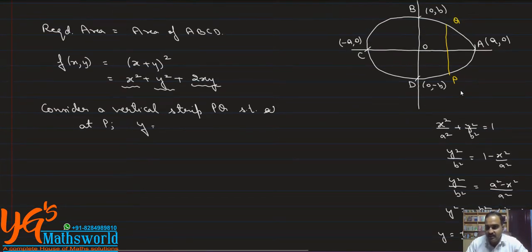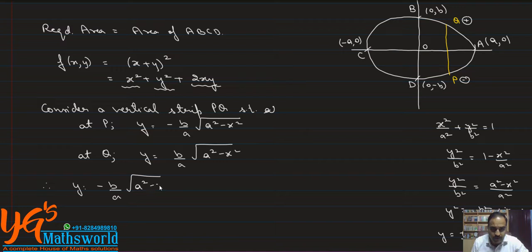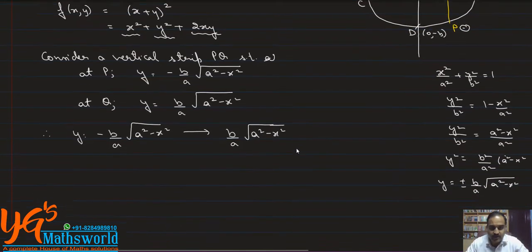Now negative means this value: the negative value will be over here and the positive value will be treated over here. So at point P we have minus b upon a root of a square minus x square, and at point Q y will be equal to b upon a into root of a square minus x square. Therefore y varies from minus b upon a root of a square minus x square to b upon a into root of a square minus x square. These are the limits of y.